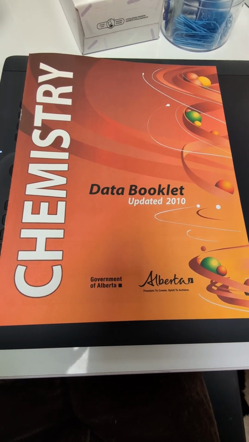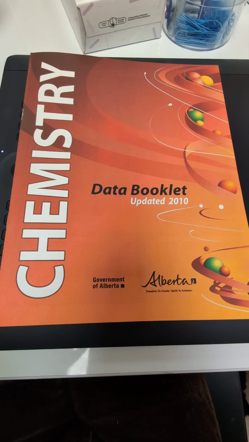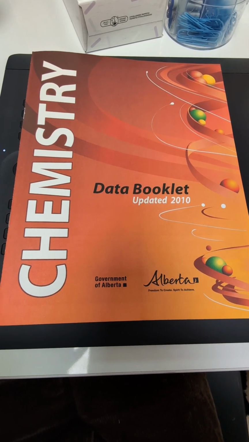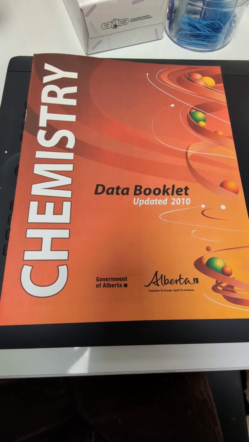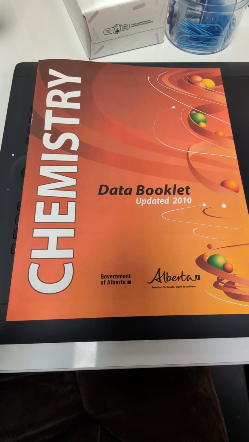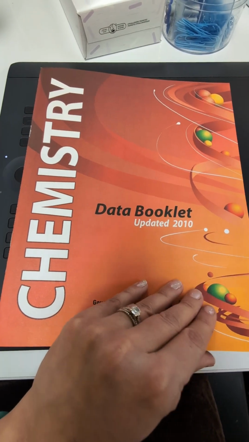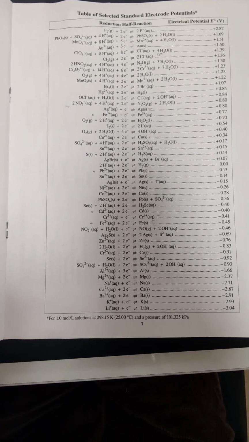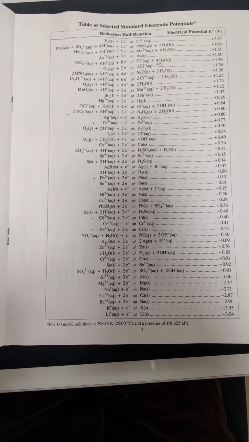So today we're going to continue with looking at oxidation and reduction reactions and looking at building a table given some information. So this is the Alberta curriculum data booklet. You get this for Chem 20 and Chem 30. And if you turn to page 7, this is a page we're going to be concentrating on, and we want to build a table that looks like this.